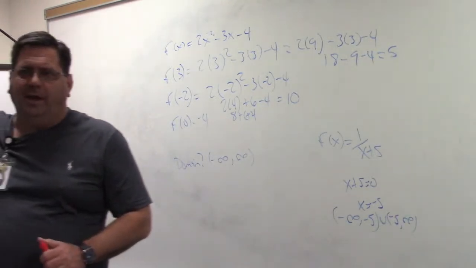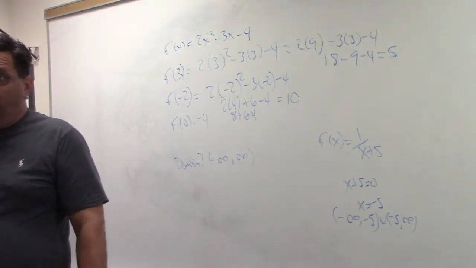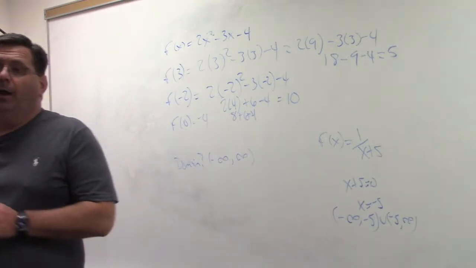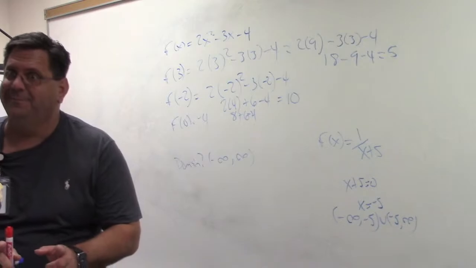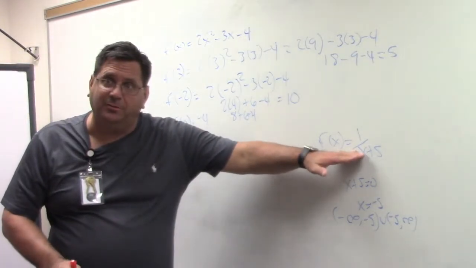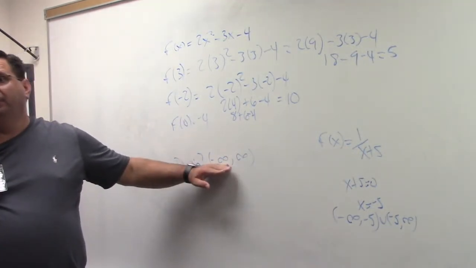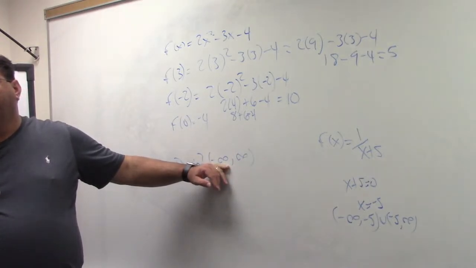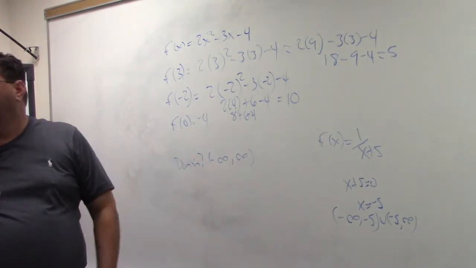Don't go to college algebra and be like, Dryer said. No, Dryer, don't put that in your mouth. Dryer said for right now, if it's not a fraction, put negative infinity to infinity. All right? You good? All right, intermediate.